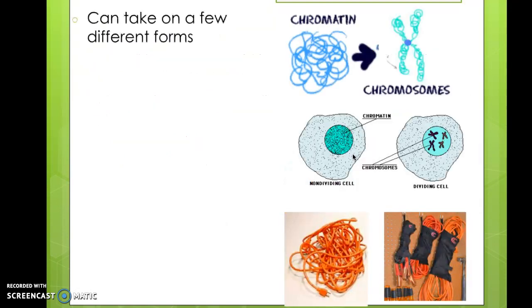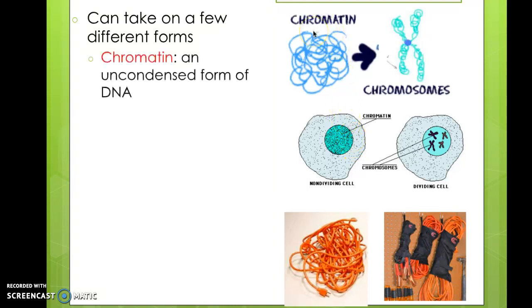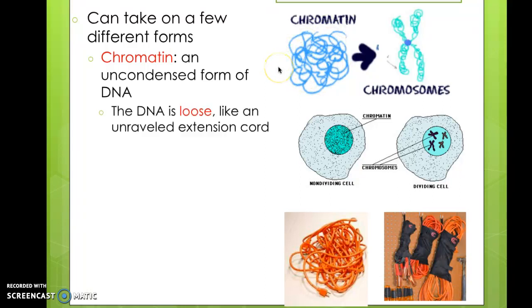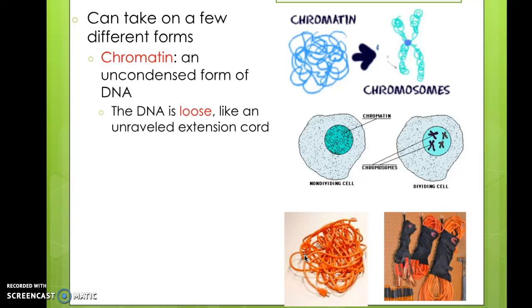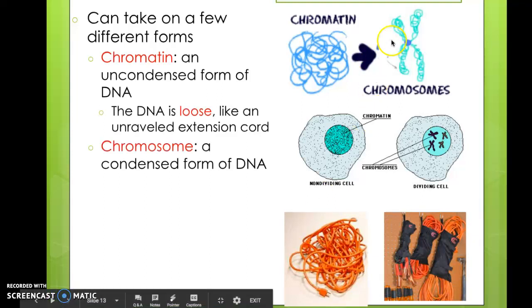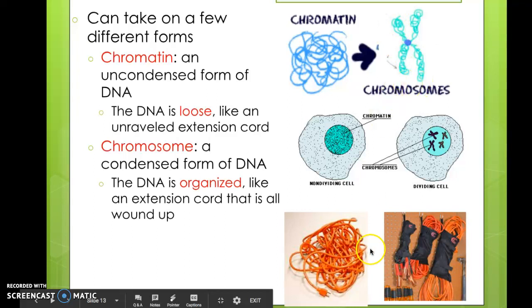So that DNA can take on a couple different forms. Chromatin is uncondensed. So remember, to be condensed means to put closely together. Think about condensed soup. And it just looks really messy. I draw it as scribbles. So the DNA is loose like an unraveled extension cord, or if you've ever seen Christmas Vacation, when he takes out all of those knotted up twinkle lights. The chromosome is a condensed form. It's nice and organized. And it's like an extension cord that's all wound up.